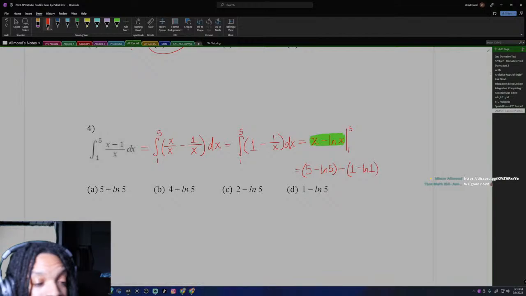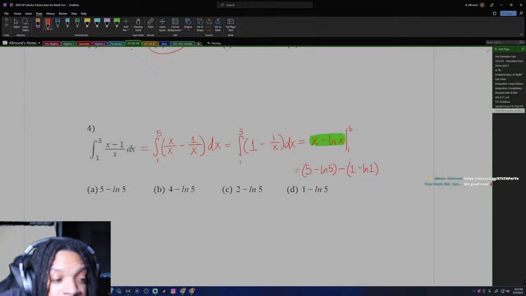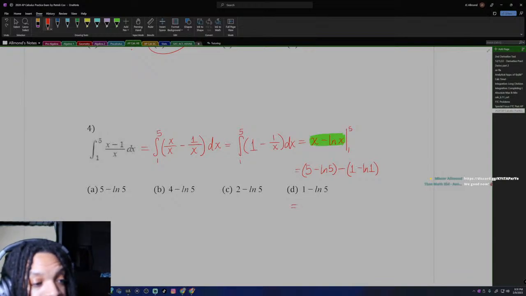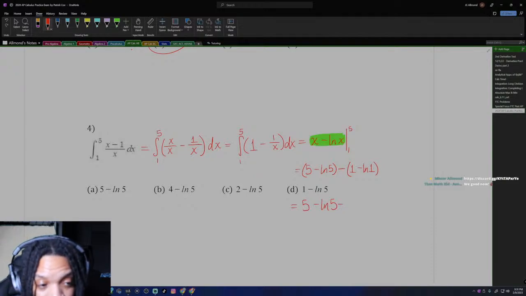But ln of 1 I know, because that's like e to the what equals 1. E to the 0 equals 1. So this is really 5 minus ln 5 minus, now this parentheses, 1 minus 0 is just 1. So I'm just subtracting 1. I see a 5 minus 1, which is 4, minus ln 5. I get B. 4 minus ln 5. Okay, sweet.